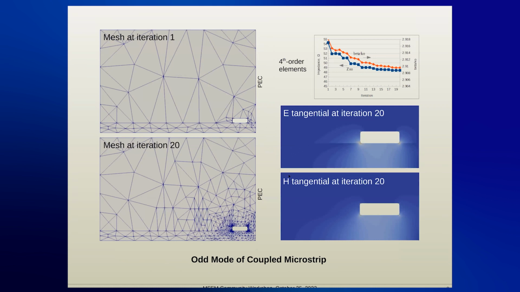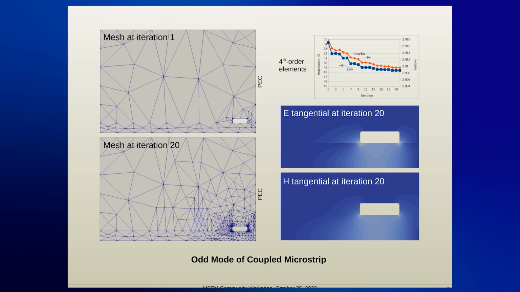This is an example showing one half of a differential pair. So it's the odd mode of the differential pair, and just showing the adaptive mesh refinement, showing the starting mesh as produced by Gmsh, and then after 20 iterations of the 2D solver, how the mesh refines near the trace and especially near the corners of the traces, where the field strength is varying very rapidly.